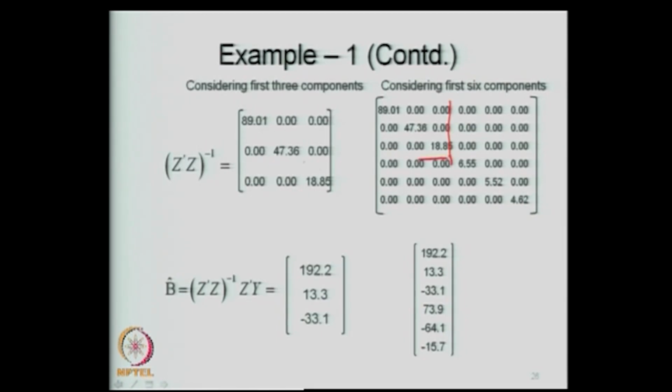This is my first 3 components, whereas if I took all the 6 components, I would have got this matrix. So, this is just a subset of the earlier matrix. So, I get these principal components and then obtain the B cap, which is the estimated values for the parameters B as 192, 13.3, minus 33.3. Look at the earlier estimates now.